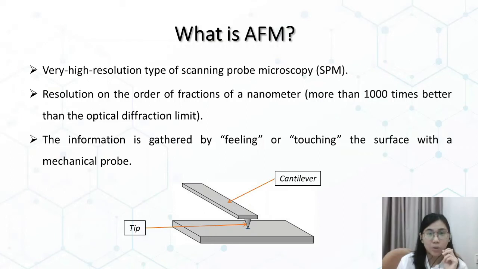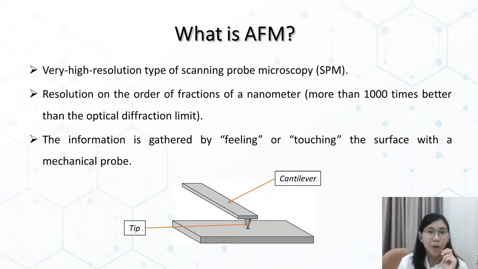This goes to the AFM. The high resolution mapping of surface topography is by far the biggest application of the AFM. It can offer image resolution down to the atomic scale.